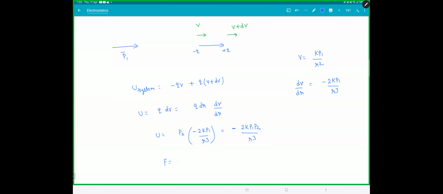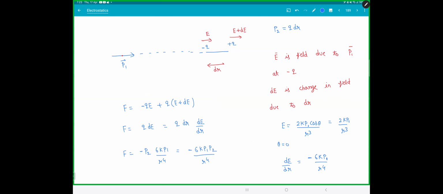What is force? Minus du by dr, remember? If you differentiate this, you will get minus 6k P1 P2 by R power 4. Actually, you can get force and potential energy with one step here only. So if you actually start with potential energy, your life becomes easy. Get potential energy, differentiate, you get field.